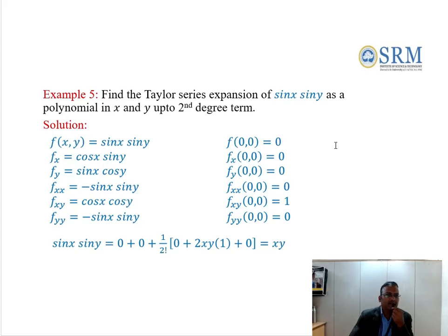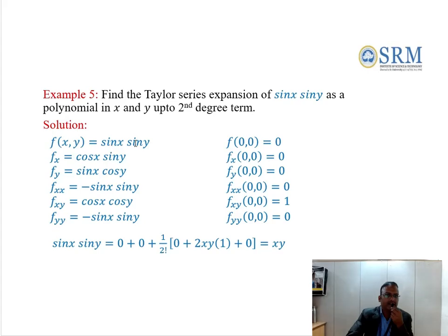The next example, a non-trivial example, sin x into sin y. It is a trigonometric function and we are going to express it as a Taylor series in powers of x and y. That means again we are expressing it as the Maclaurin series.